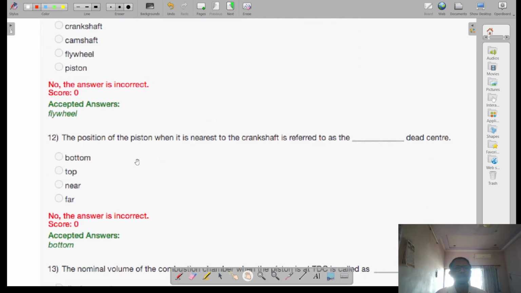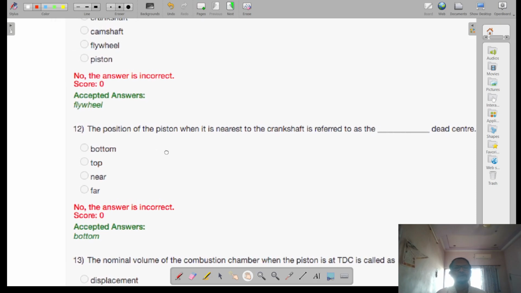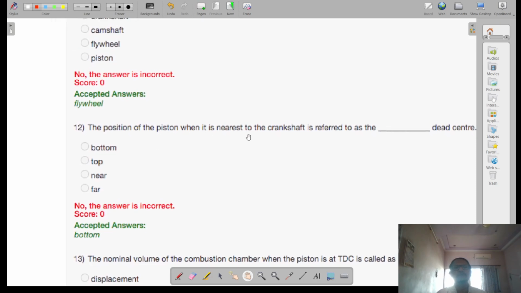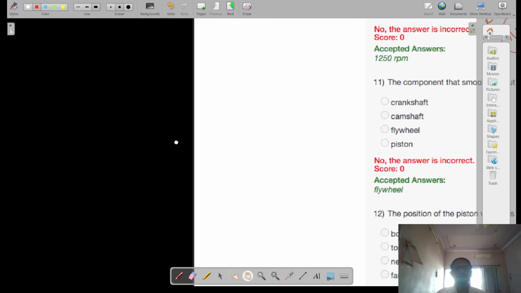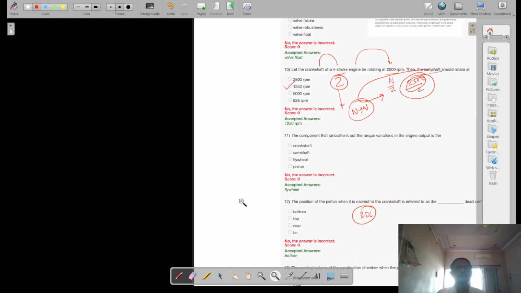Okay. The position of the piston, मैं फिर से आपको बता रहा हूँ, the position of the piston when it is nearest to the crankshaft is generally referred to as the bottom dead center. I already told you this phenomenon of BDC. यानी जब क्रैंकशाफ्ट के नजदीक रहेगा, फिर से मैं बता रहा हूँ.